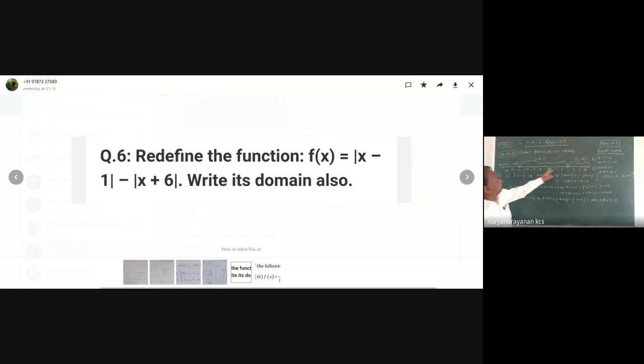Now we take this interval. In this interval, how can we define f of x? So here, f of x is equal to 8. F of x value is 8 in this interval. Now case 2.